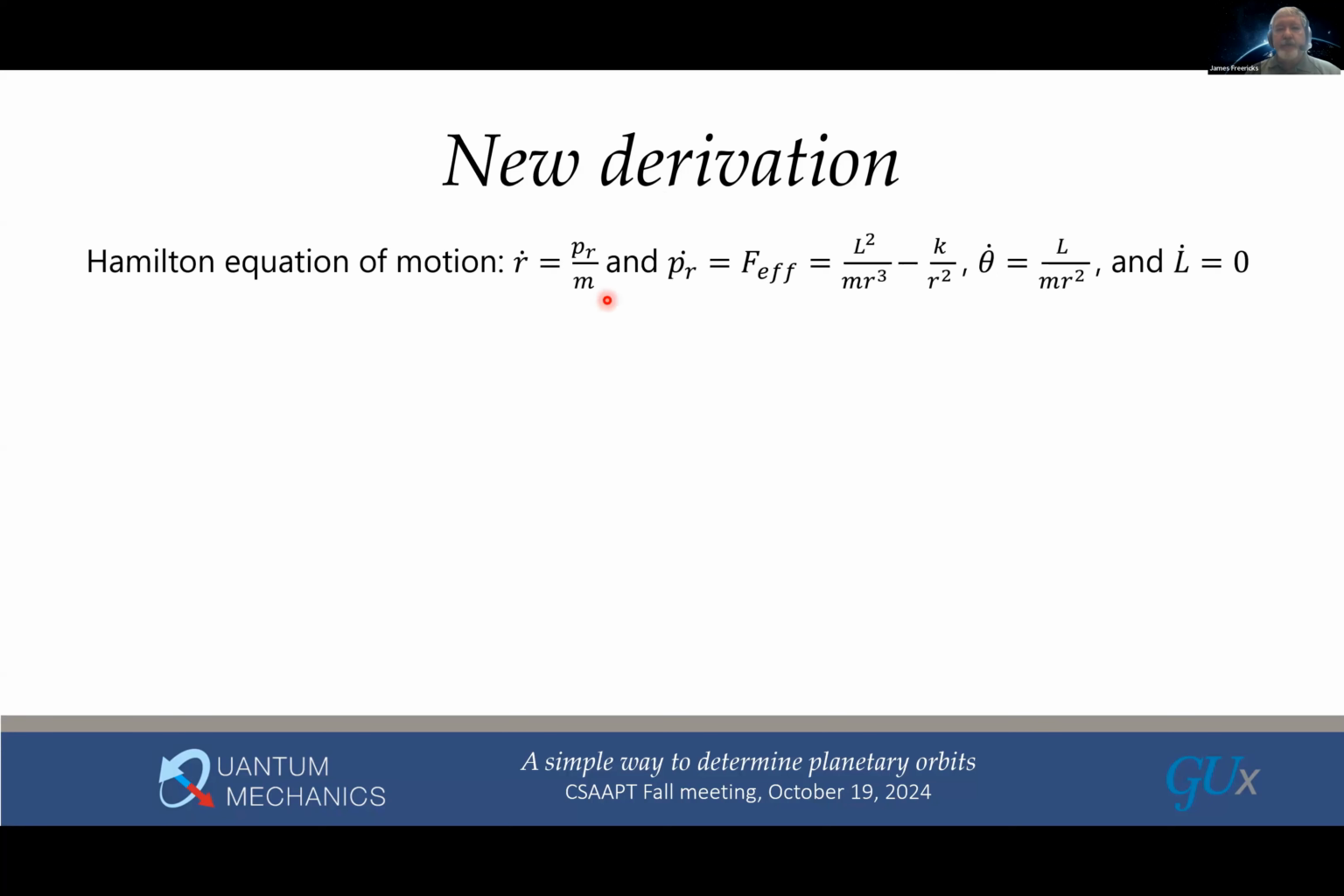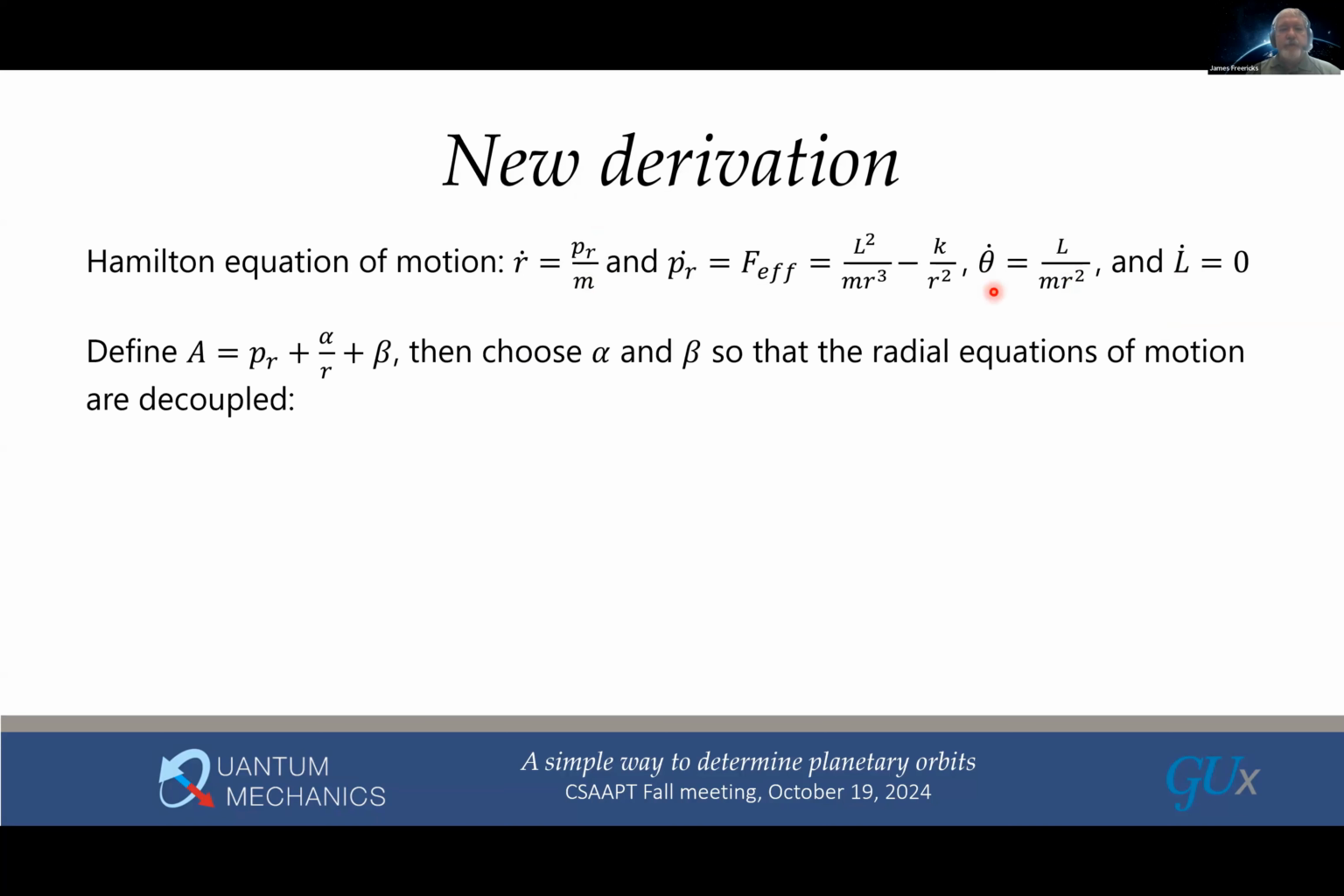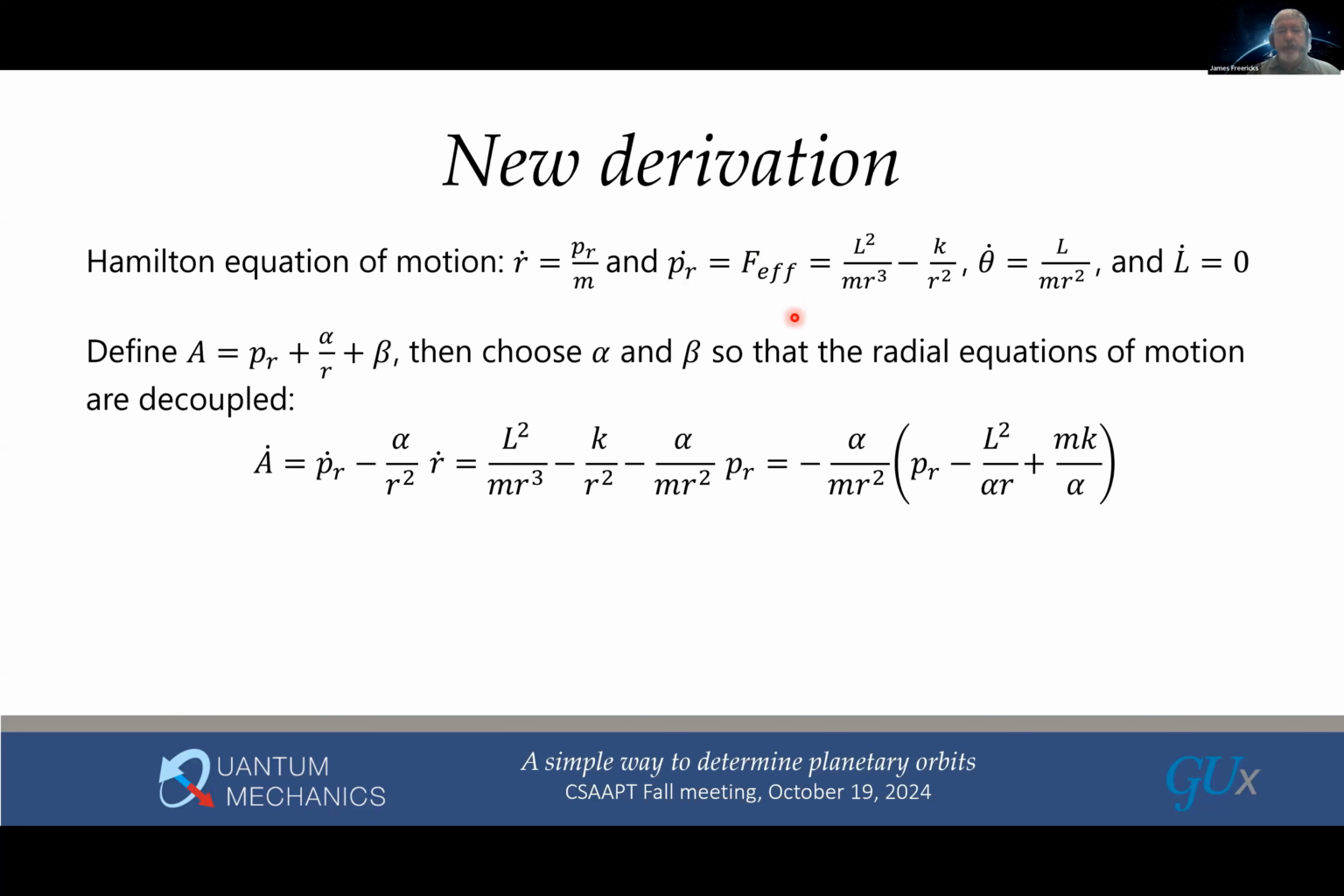So we start with the same equations of motion. r dot is p_r over m. p_r dot is the force, and theta dot is the angular momentum, and the time derivative of the angular momentum is equal to 0. But now what we do is we want to find a quantity that's a combination of these objects. We want to choose alpha and beta so that these first-order differential equations become decoupled.